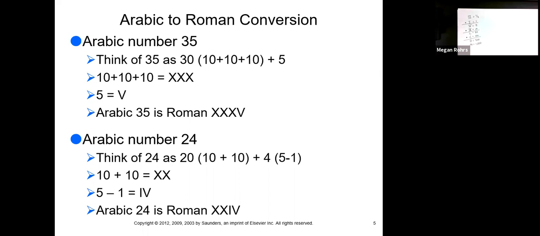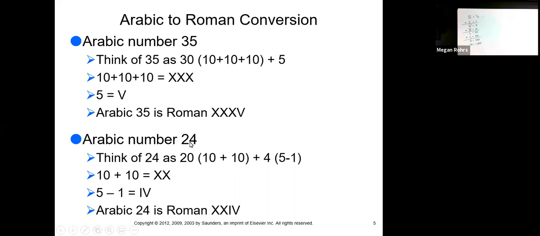And remember, back to our rules, we can repeat a numeral 3 times. So when we're writing 30, we're going to think of that as 10 plus 10 plus 10. So X plus X plus X, that would give us 30. And then for that additional 5, we would need to add in another V. So 35 would be X, X, X, V.